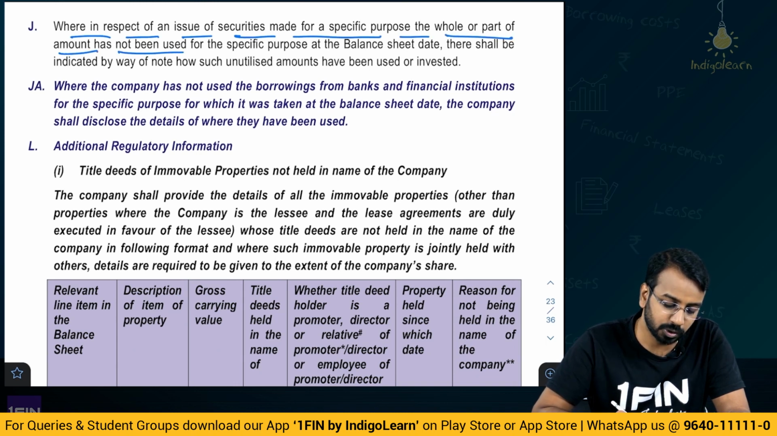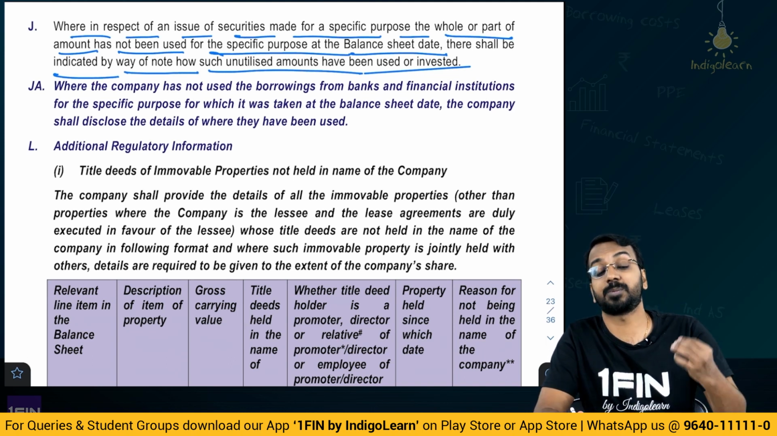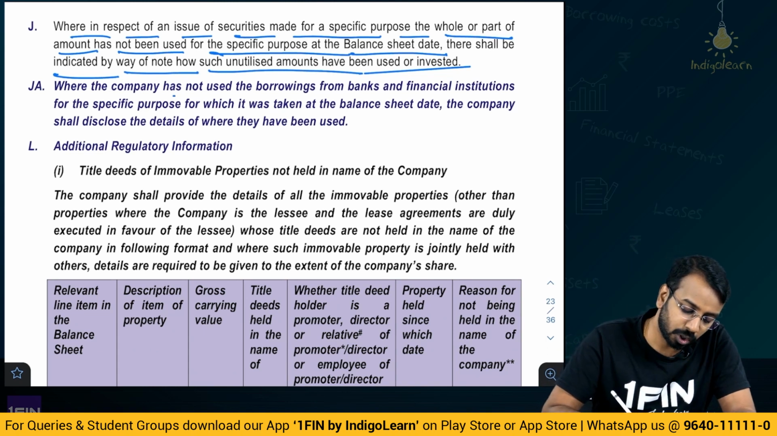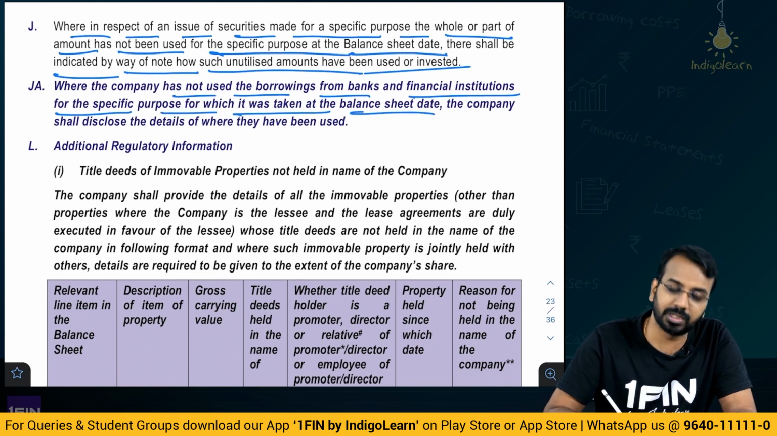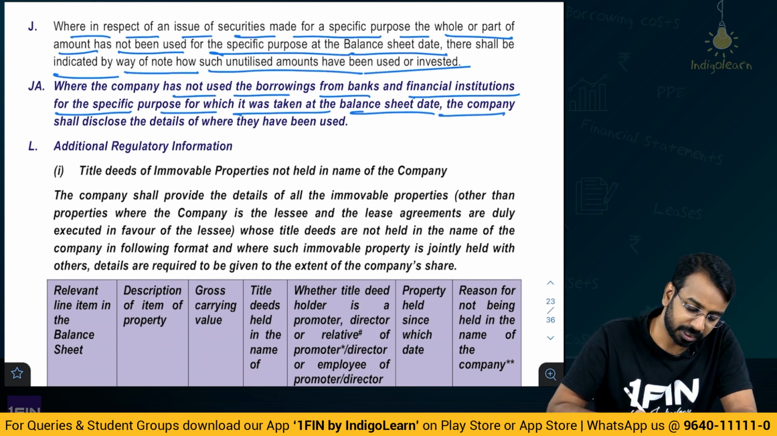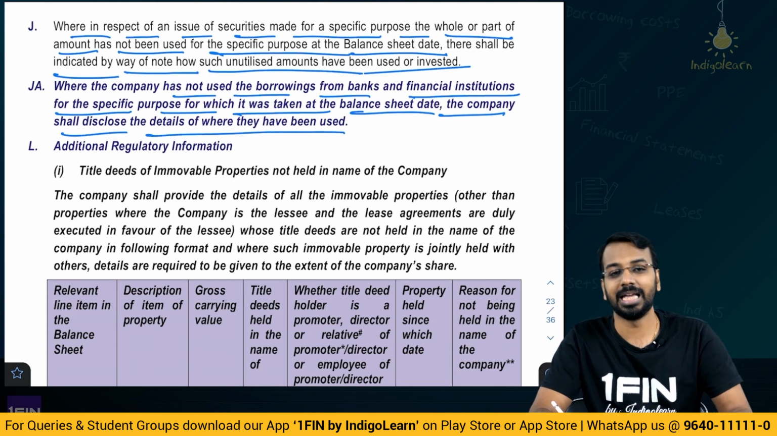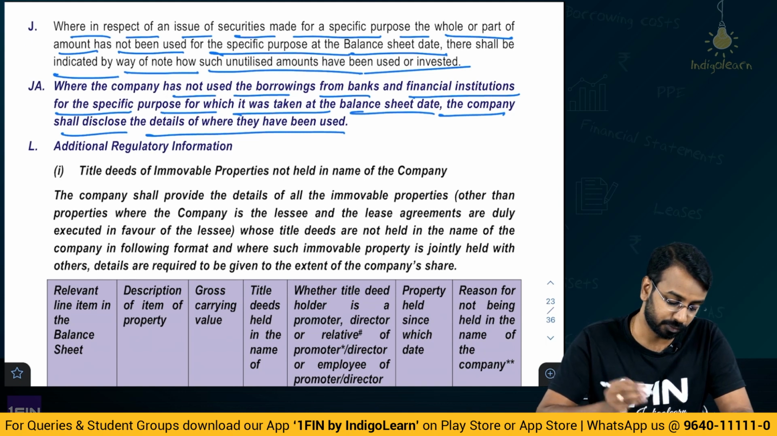Then, where in respect of an issue of securities made for a specific purpose, the whole or part of the amount has not been used for the specific purpose at the balance sheet date, there shall be indicated by way of note how much unutilized amount has been used or invested. So, let us say a company raises money for a specific purpose and the amount is not yet utilized, that is what you have to disclose. And where the company has not used the borrowings from banks and financial institutions for the specific purpose for which they were taken, as on the balance sheet date, the company shall disclose the details of where they have been used. So, you have raised money, by issuing shares or by making borrowings, but you have not utilized it for the specific purpose, and you have to disclose that.